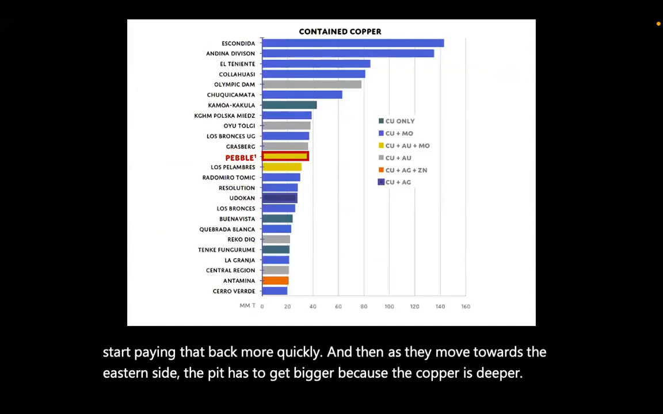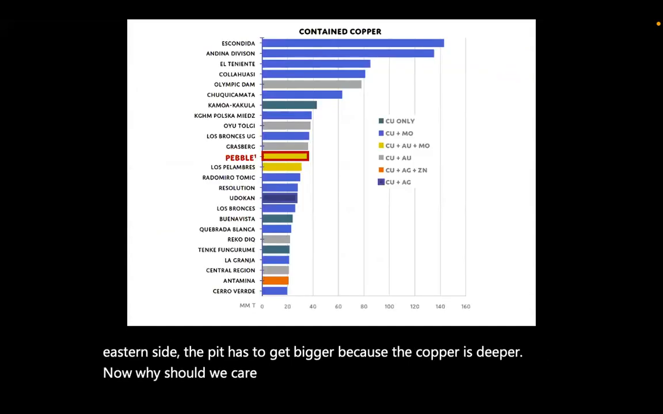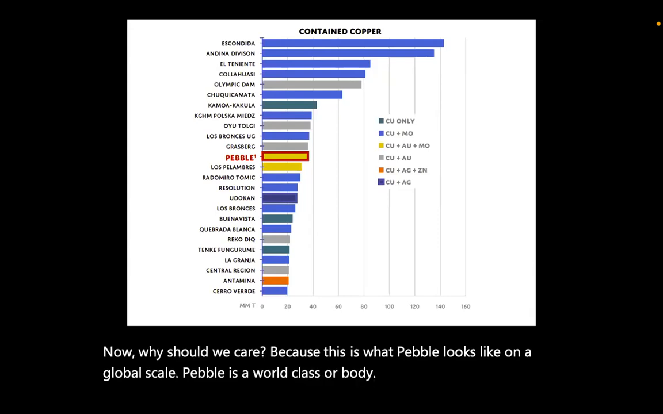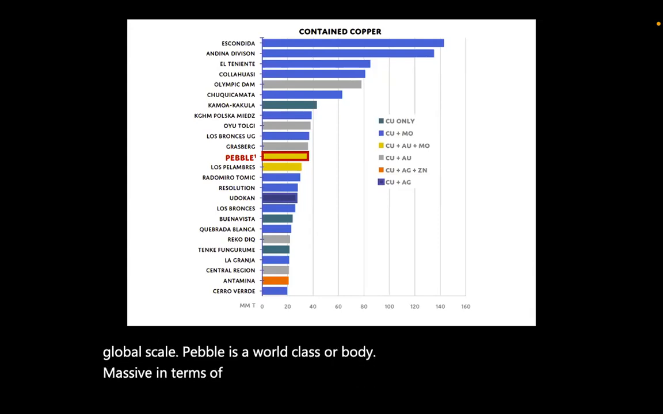Now, why should we care? Because this is what Pebble looks like on a global scale. Pebble is a world-class ore body. Massive, in terms of the amount of copper that it contains. It would rank, what are we here?